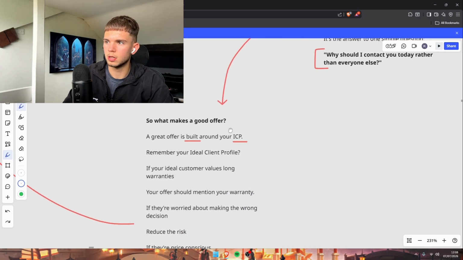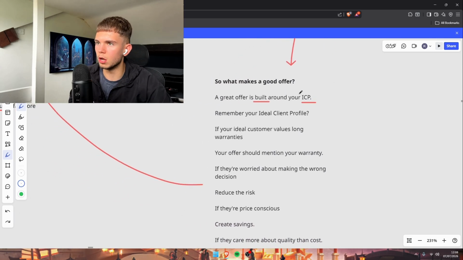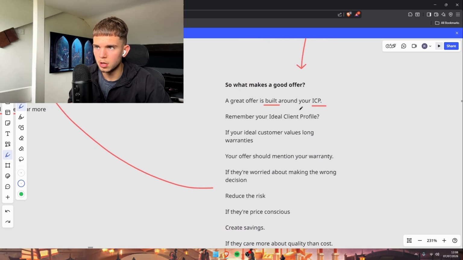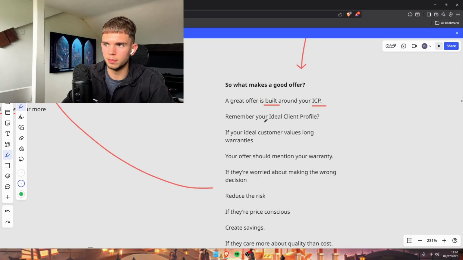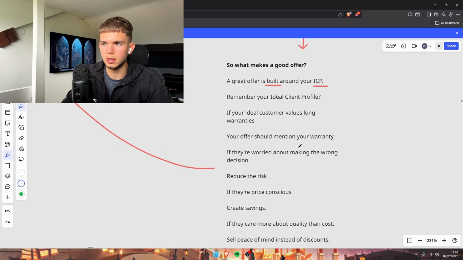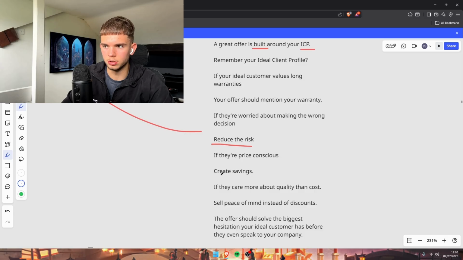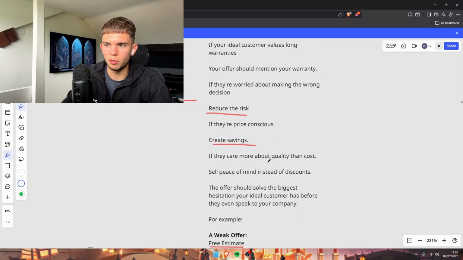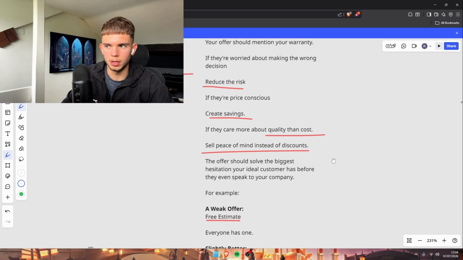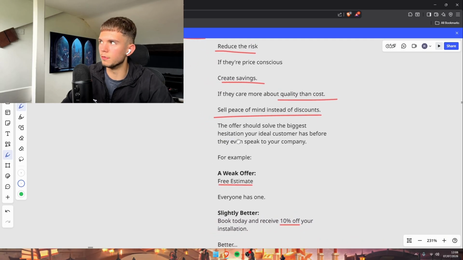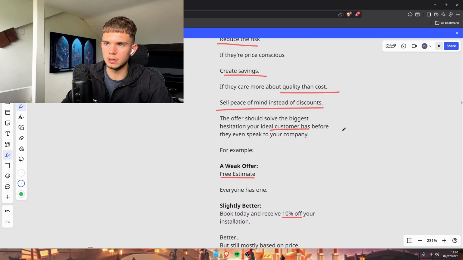Okay. So what actually makes a good offer? What makes an offer good? A great offer is built around the ICP, so around what we were talking about before. If your ideal customer values long warranties, you should mention your warranty. If they're worried about making the wrong decision, reduce the risk. If they're price conscious, create savings. If they care more about quality than cost, sell peace of mind. The offer should solve the biggest hesitation your ideal customer has before they even speak to your company.